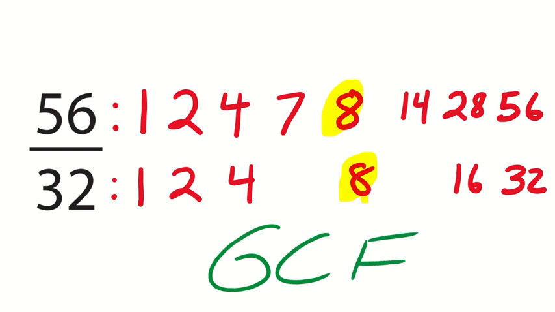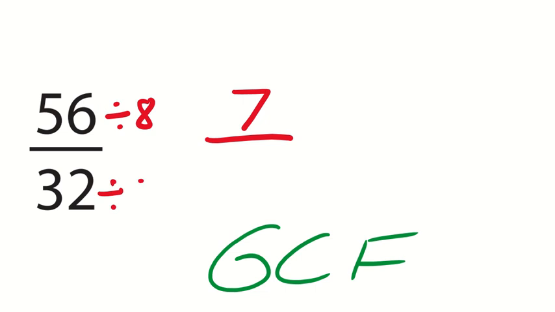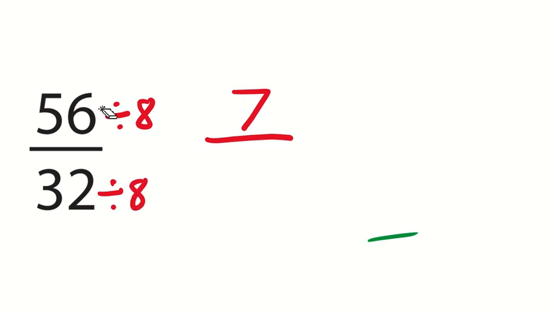GCF, the greatest common factor, which we can use to simplify by simply dividing the top and the bottom number by 8. So let's go ahead and do that. We divide the top number by 8. 56 divided by 8 is 7. And the bottom number divided by 8. 32 divided by 8 is 4. So now we have simplified our fraction to 7/4.